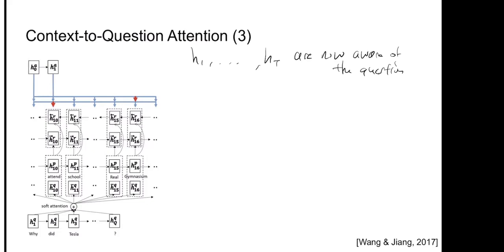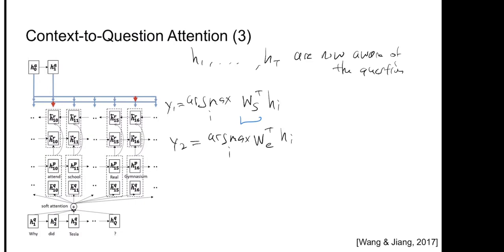You basically map this H1 to a scalar value, and then you find the best, the highest scalar value. So you have a weight for the start. What you want to do is argmax over I of the weight for start, transposed, with each HI. And this is a parameter to learn. So basically this will be your final answer's start point. Let's call this Y1 because it's the first position, the start position of the answer. You can do the same thing for the end position, but you use a different weight. Quite simple, right?